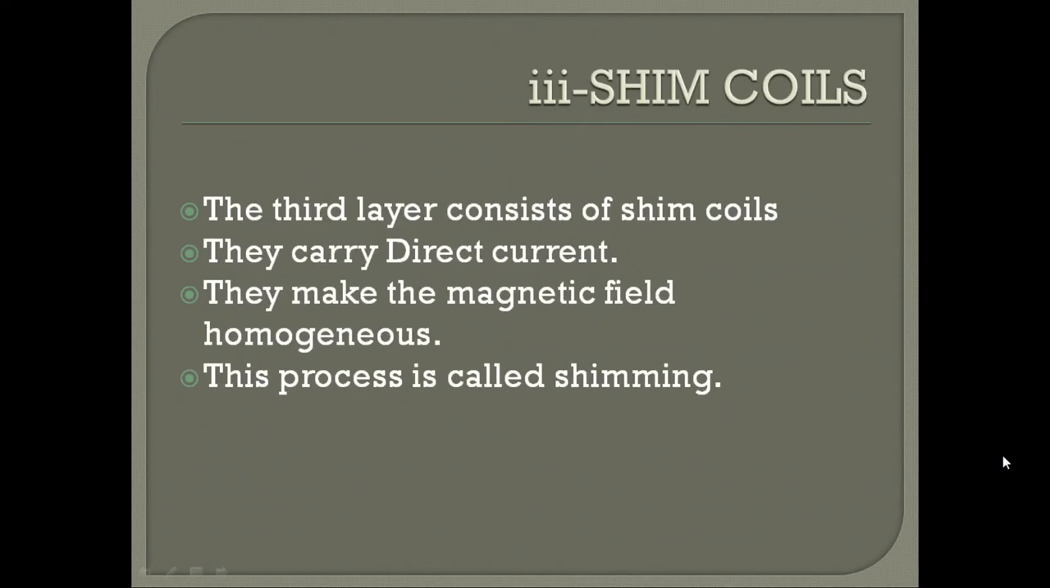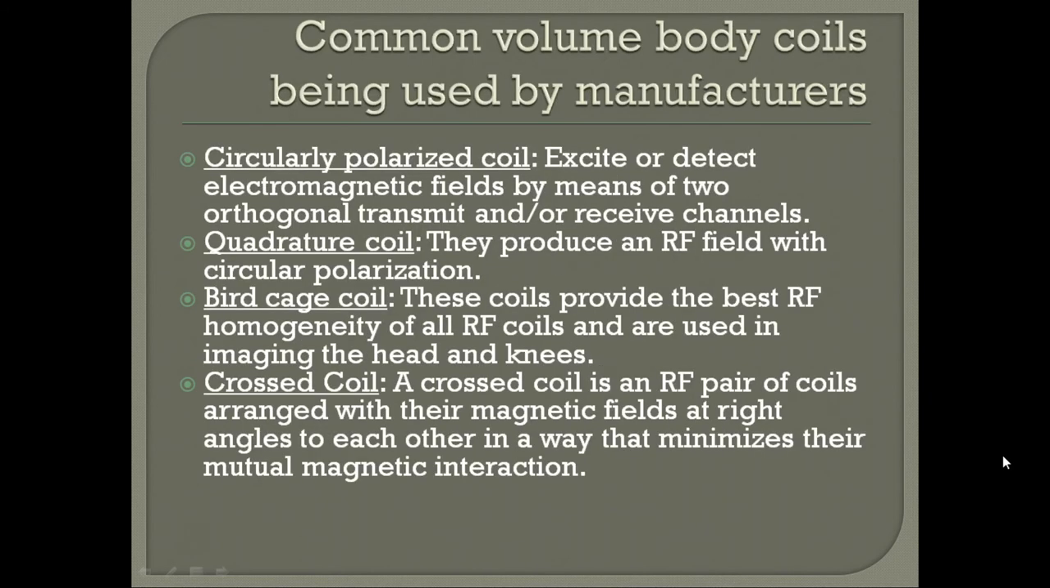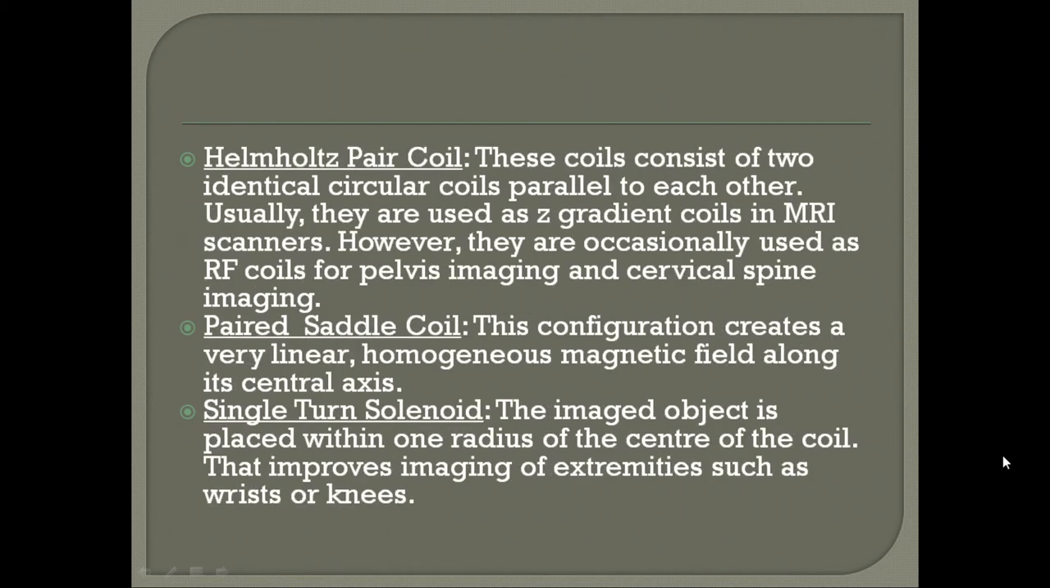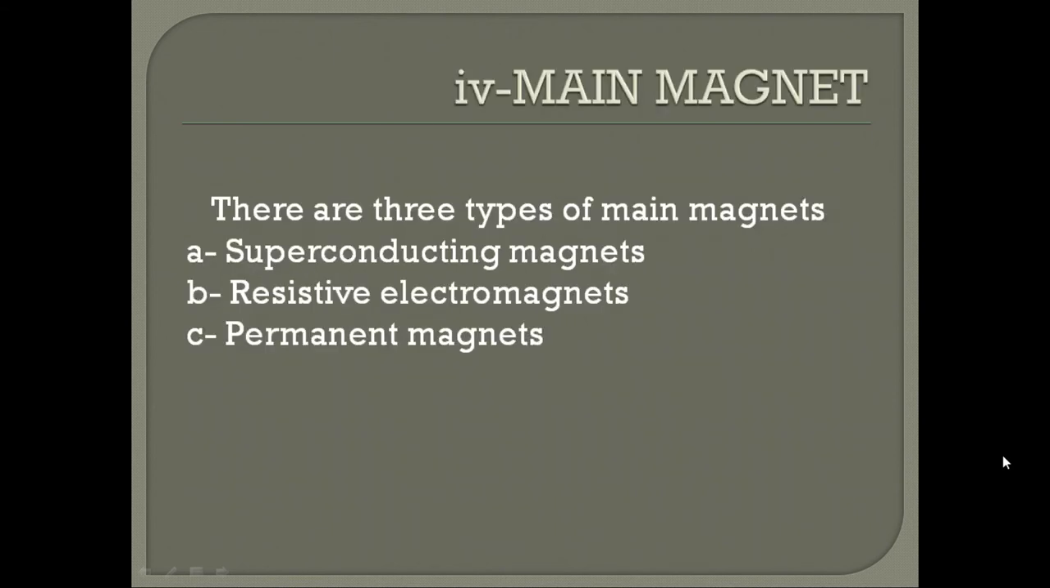The third layer consists of the shim coils. Once again, they carry the direct current. Their function is to make the magnetic field homogeneous, and this process is called shimming. These are the names of a few volume body coils being used by the manufacturers according to differences in their physical properties: circularly polarized coil, quadrature coil, birdcage coil, crossed coil, Helmholtz pair coil, paired saddle coil, single turned solenoid coil. However, I don't think that you have to go into details.